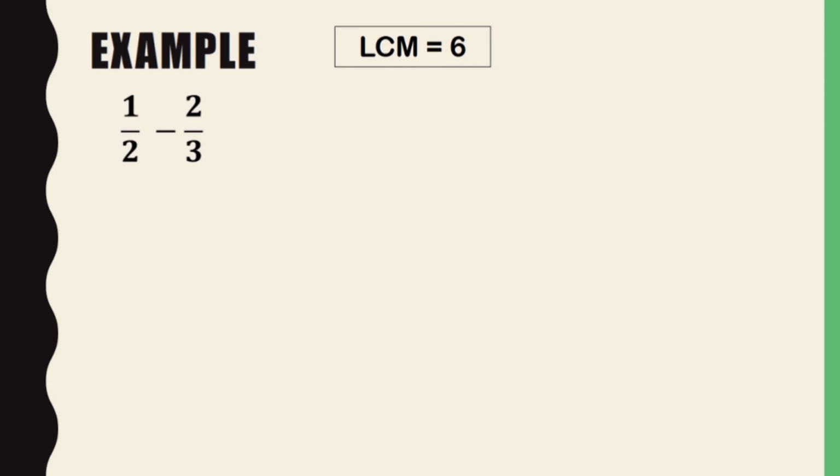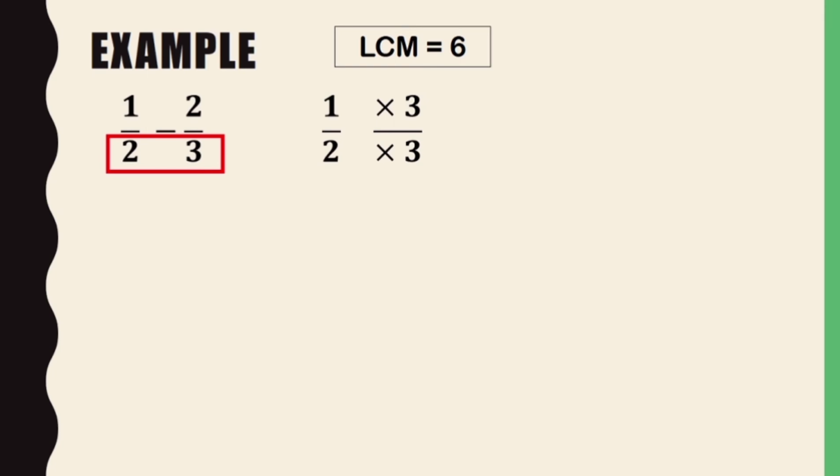So as you can see, magkaiba sila ng denominator. Yung isa 2, yung isa 3. So dapat gagawin nating 6 ang kanilang denominator kasi ang LCM natin ay 6. So ano ang imumultiply natin sa 1/2 para maging 6 ang denominator? So, i-multiply natin siya sa 3 over 3.